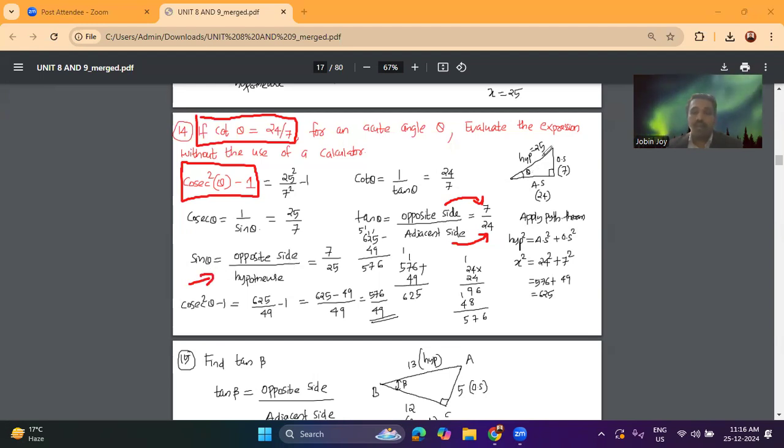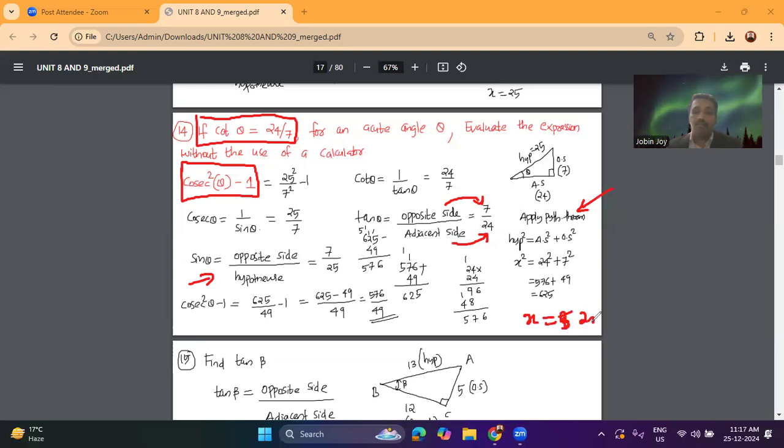But the problem is I don't know the hypotenuse. So what is the solution? You can apply Pythagoras theorem. What is Pythagoras theorem? Hypotenuse square is equal to opposite side square plus adjacent side square. So I will put hypotenuse as x, so that x square is equal to adjacent side 24 square plus opposite side 7 square. 24 square is 576 plus 7 square is 49. So that will be equal to 625. Then I will take the square root.